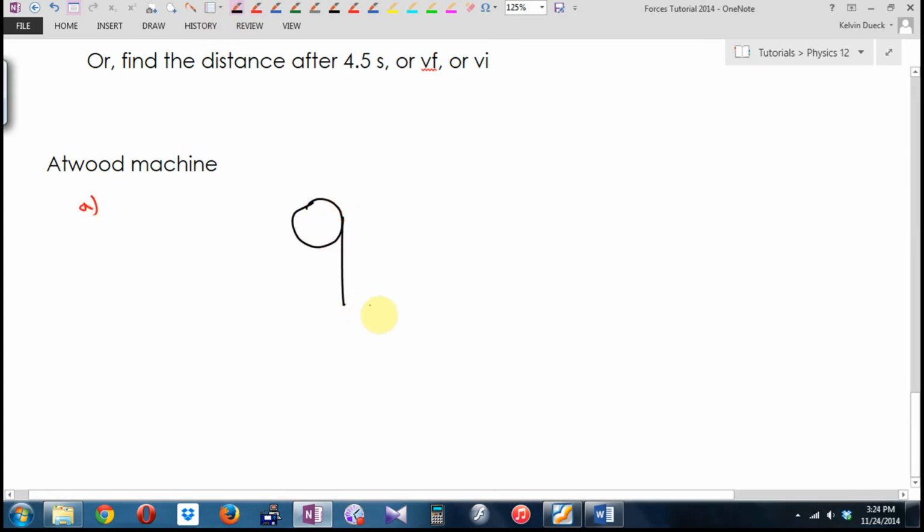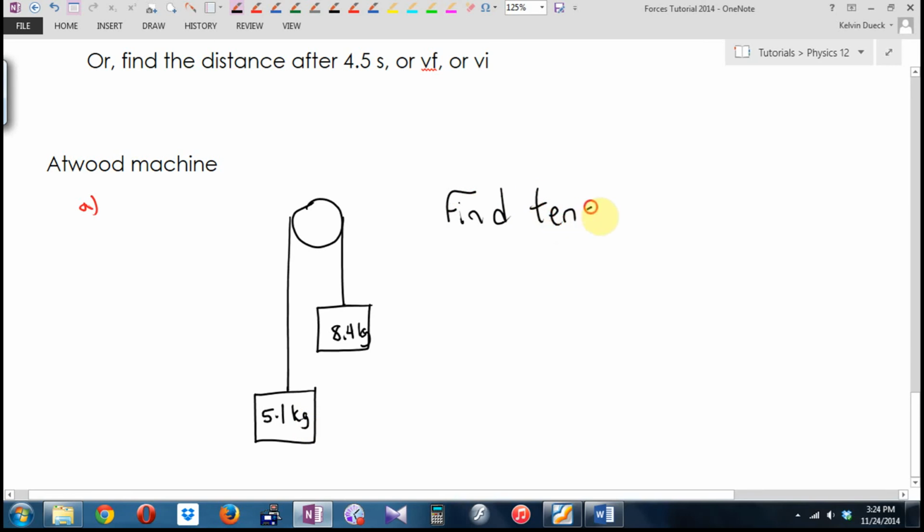Atwood machine, 8.4 kilograms, 5.1 kilograms. Find the tension. Although I said find the tension, you know what I'm going to have to find first? The acceleration. Do I know both masses? Then I can write an equation for both masses.